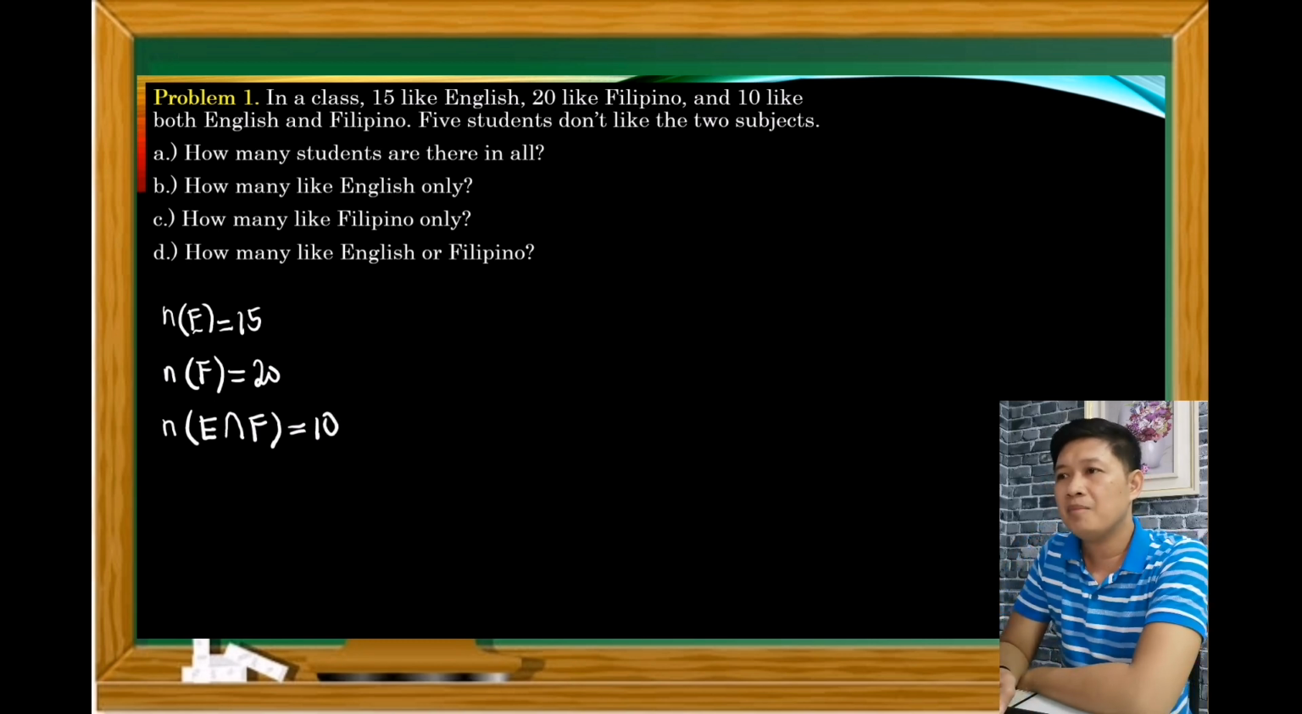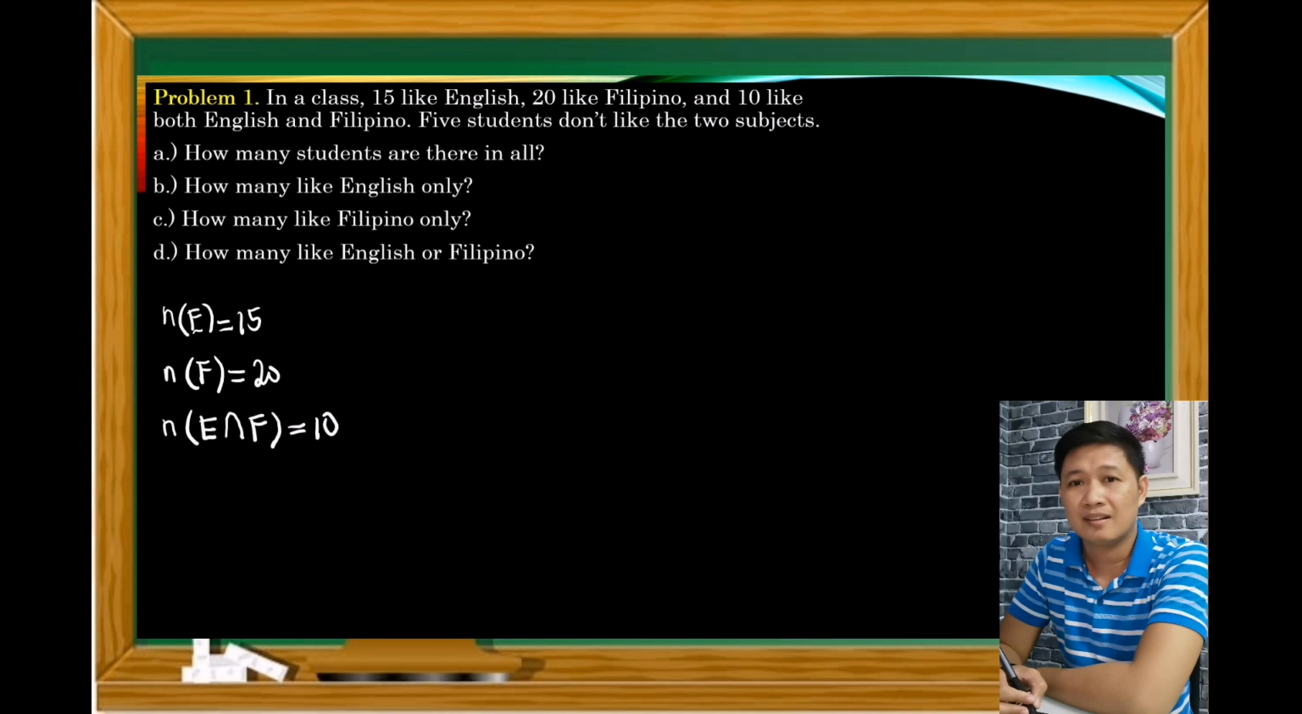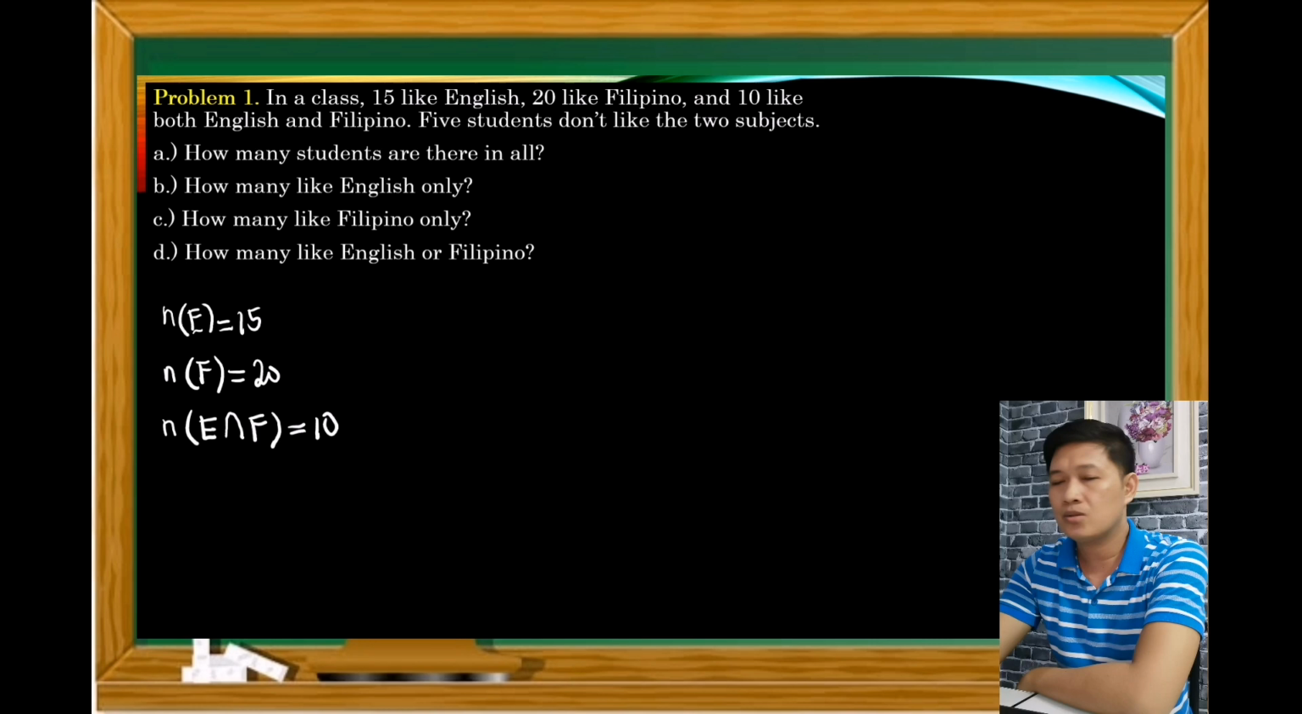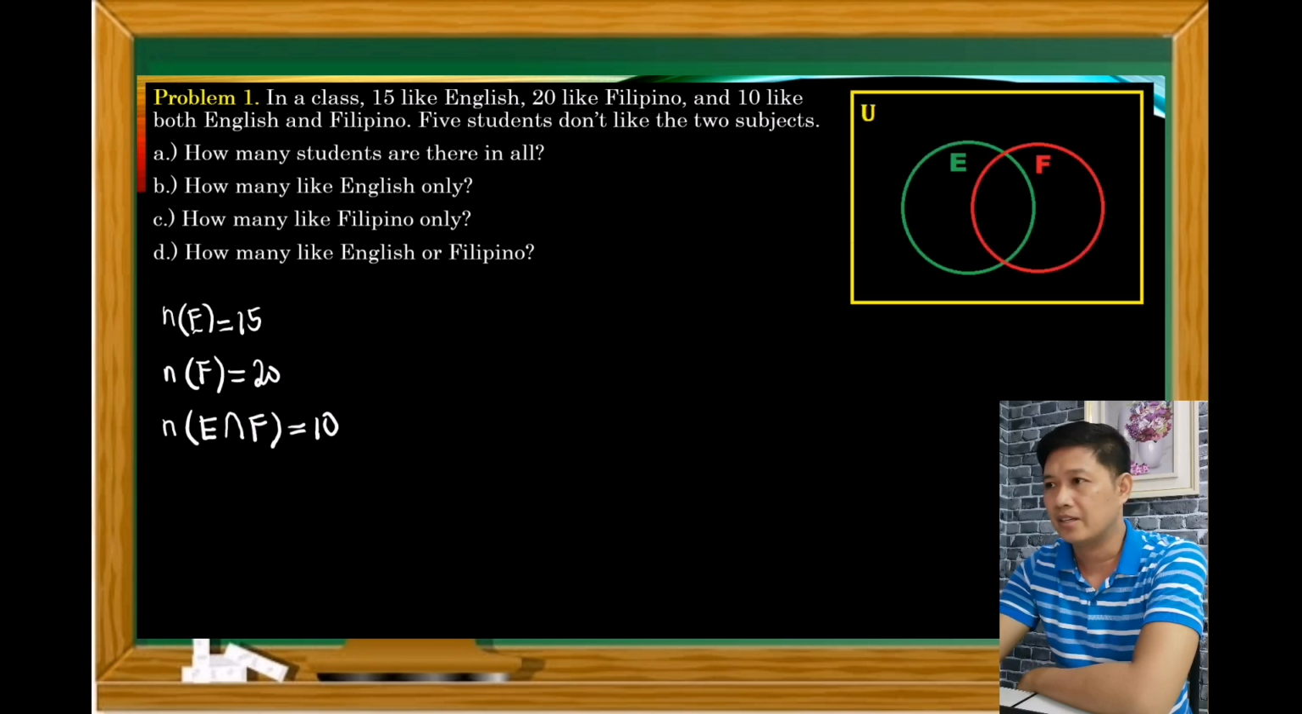It says there that 5 students don't like the 2 subjects. So, there are 5 who dislike both of these subjects. Okay? Now, the question, how many students are there in all? Okay, so to find that, all we have to do is to draw a Venn diagram. Okay. So you can see, I have a Venn diagram here. The rectangular shape represents the universal set. The green circle represents the English and the red one for the Filipino.